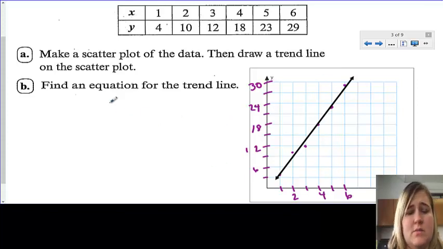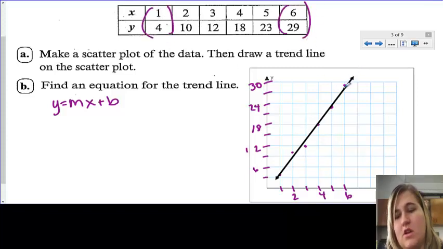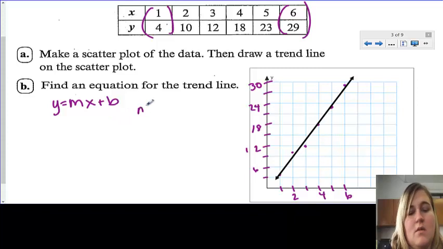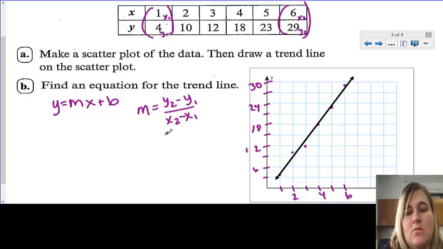Alright, so now what we need to do is to write the equation for the trend line. And we know that whenever we want the equation, we want it to be in y equals mx plus b form. So first thing I'm going to find is my m, and I'm just going to use these 2 points here. They both fall pretty much on that line, and it'll give us a good idea. So I'm going to go with my slope formula, which is m is equal to y sub 2 minus y sub 1 over x sub 2 minus x sub 1. So this is x1, y1, x2, y2.